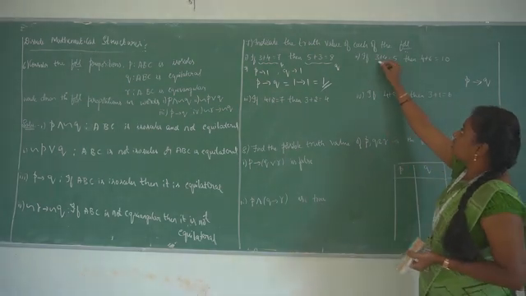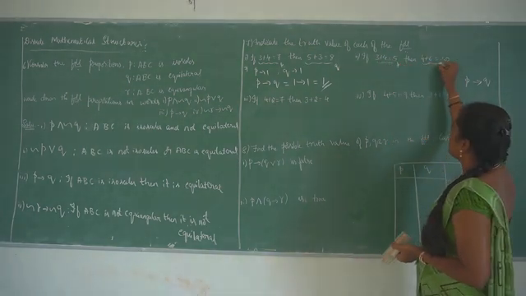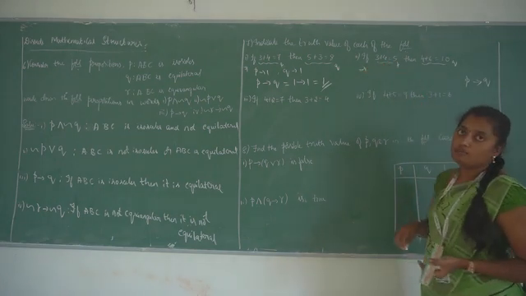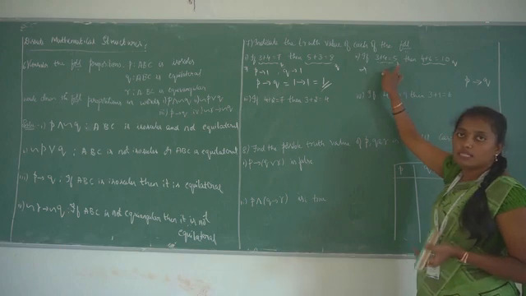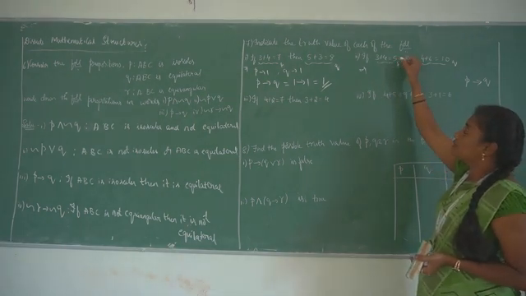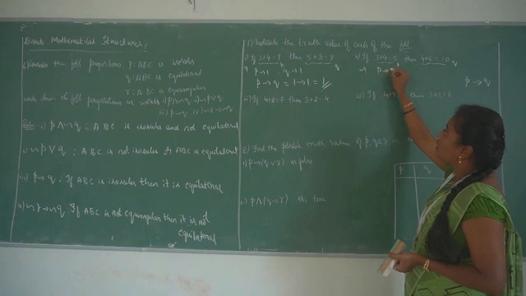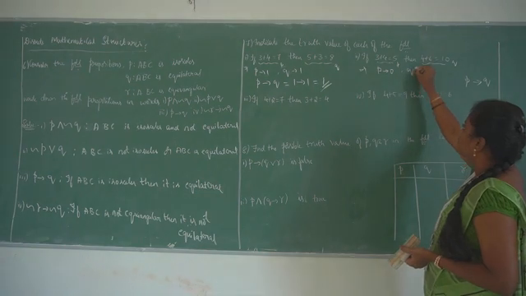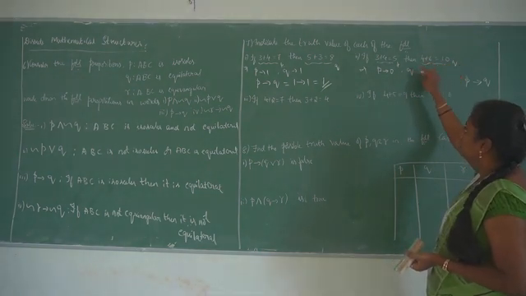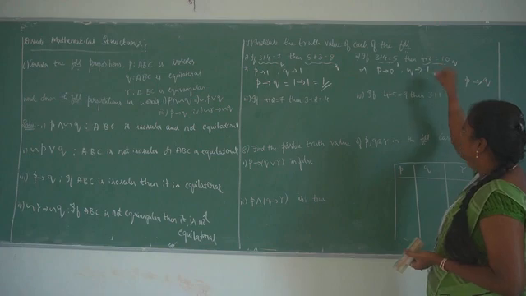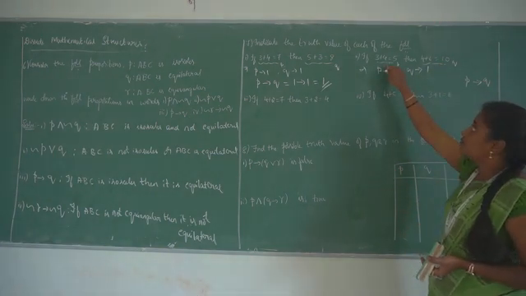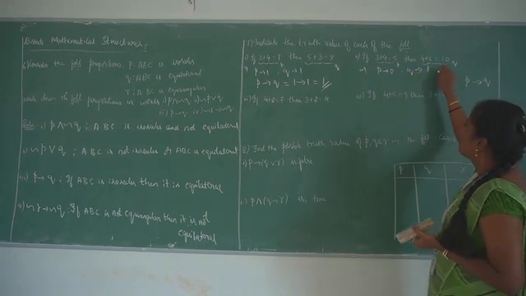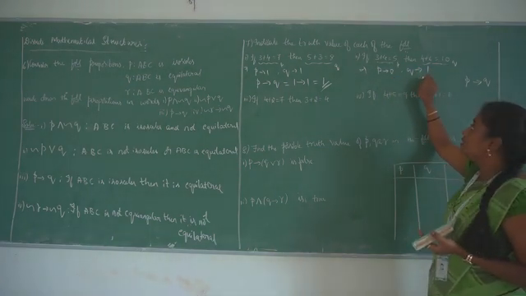For the second one, again take the first statement as P and the second statement as Q. What is the given statement? 3 plus 4 is equal to 5. Since 3 plus 4 is not equal to 5, P is a false statement, hence it is 0. And Q is 4 plus 6 is equal to 10. Yes, it is true. 4 plus 6 is equal to 10 is a true statement, hence the truth value is 1.